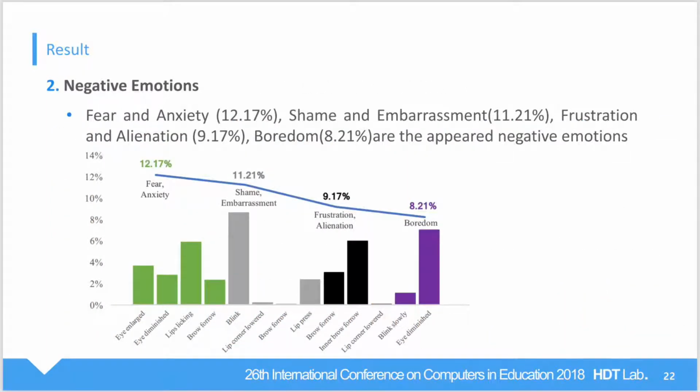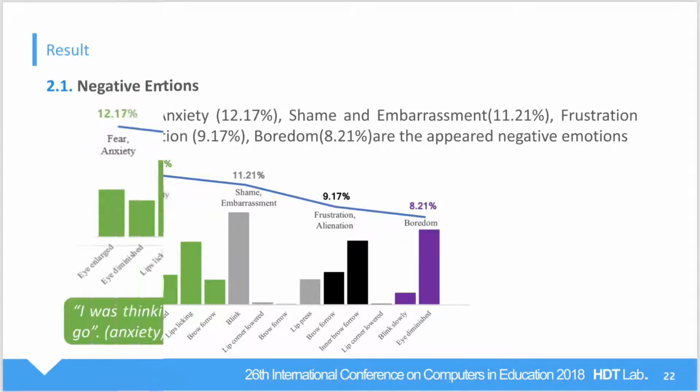Next, the negative emotions are grouped together by the similarity of facial expressions. Fear and anxiety were the highest appeared emotions during the learning process, and boredom was the least appeared one. It might be also because the subject matter reflected the participant's interest or prior knowledge, and you will see the details in the following pages.